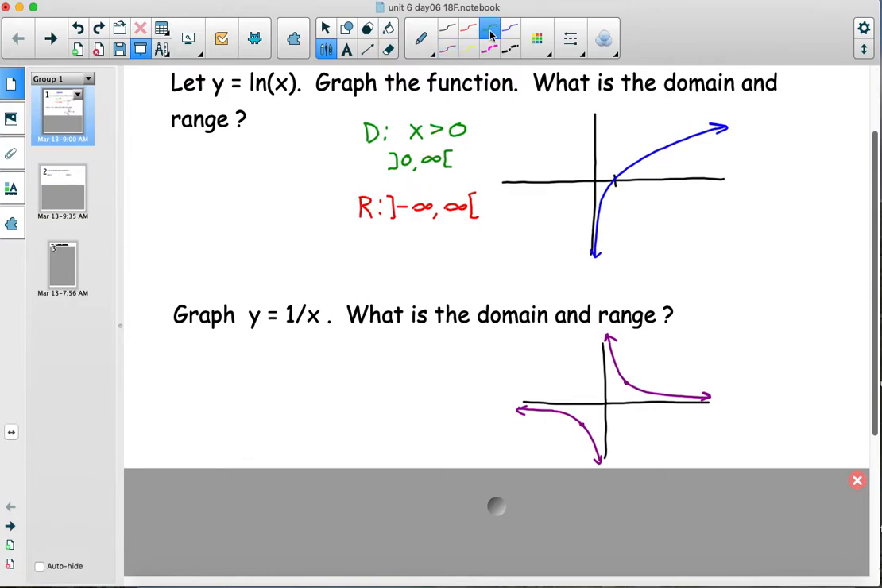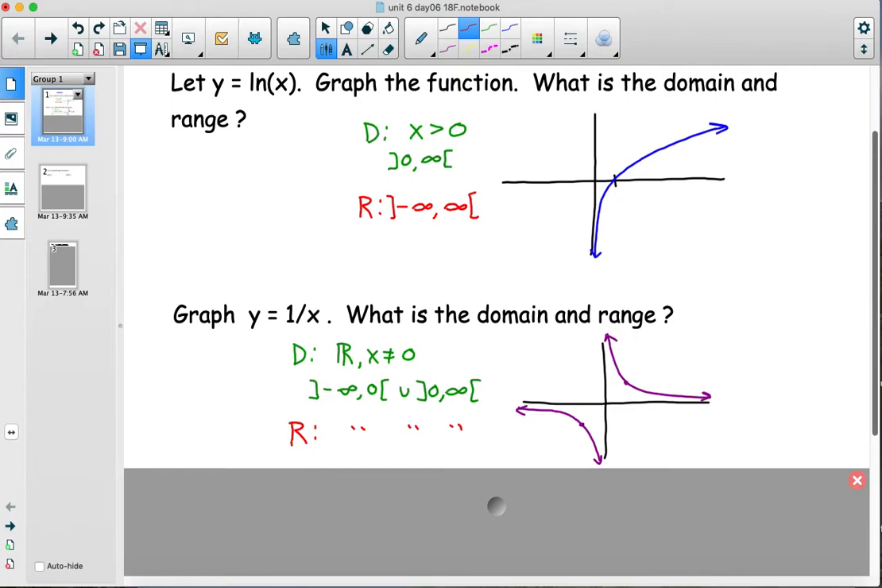Okay, so what's the domain? Well, you can see that it takes on all possible x values except 0. So all real numbers, x cannot equal 0. Or if you're using interval notation, I guess that would be negative infinity to 0, union with 0 to positive infinity. And what about the range? The range is exactly the same thing. It takes on all y values except 0, so I'll just put some quotes here for that. So exactly the same as the domain.